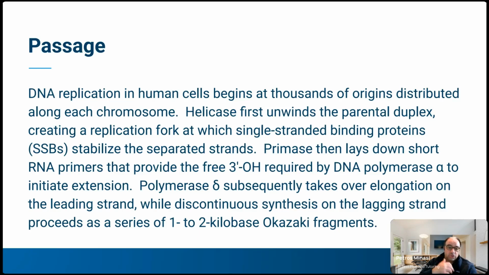Primase then lays down short RNA primers that provide the free 3' OH required by DNA polymerase alpha to initiate extension. Great. You're giving me more information. Polymerase delta subsequently takes over elongation on the leading strand, while discontinuous synthesis on the lagging strand proceeds as a series of 1 to 2 kilobase Okazaki fragments. Do we know this information from before? Absolutely. Or more likely than not, right? We've seen this before. Here's my point, right?